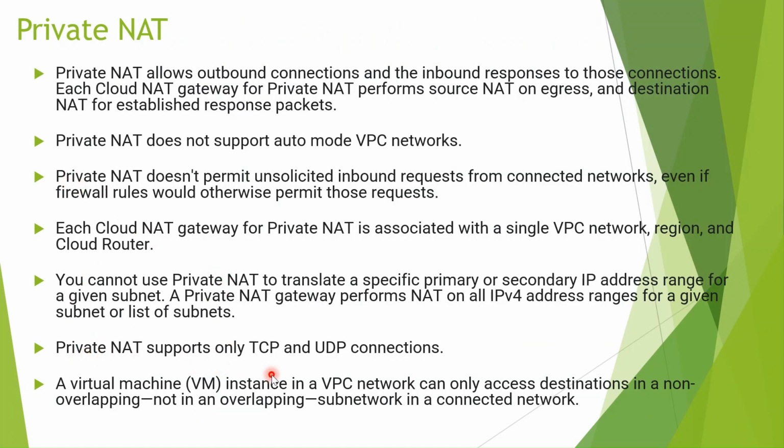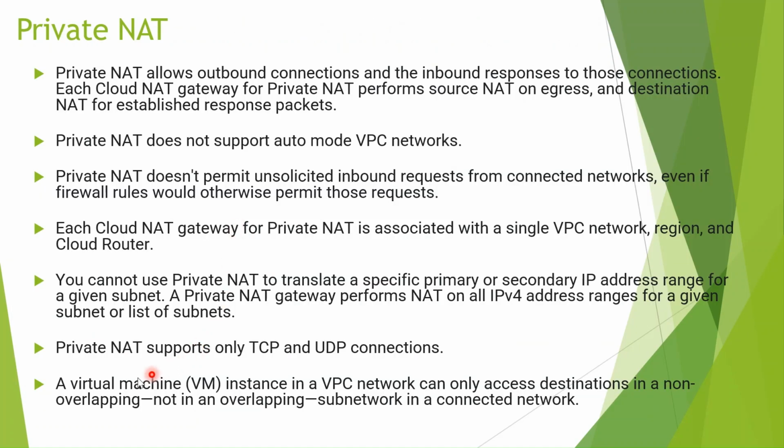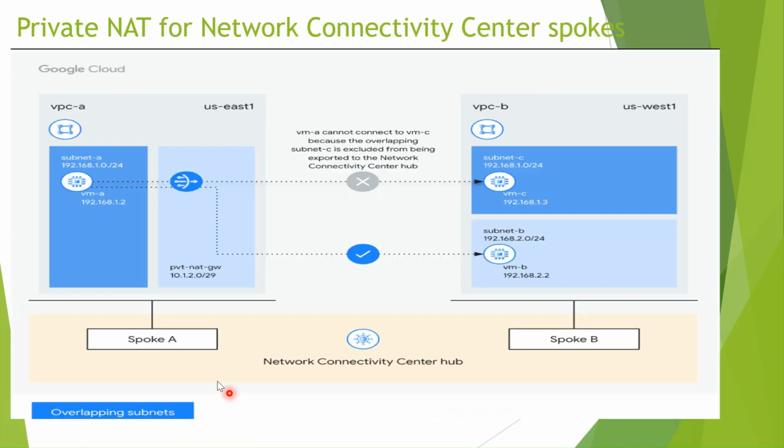And private NAT supports only TCP and UDP connections. So as you see, only TCP and UDP are allowed. If you try to send ping traffic, ICMP, that is not going to work. And a virtual machine instance in a VPC network can only access destinations in a non-overlapping subnet, not in an overlapping one. So this VM can only access destinations in a non-overlapping subnet, where both have different ranges, but if it tries to reach this subnet, that is not going to work.